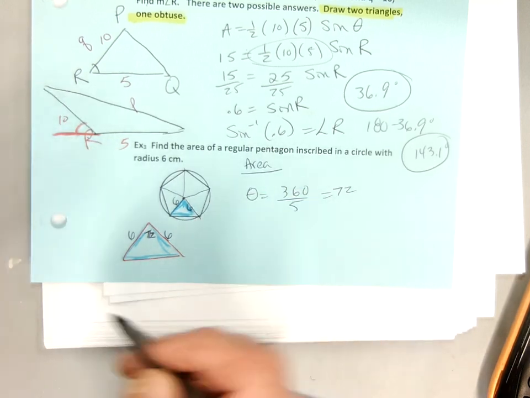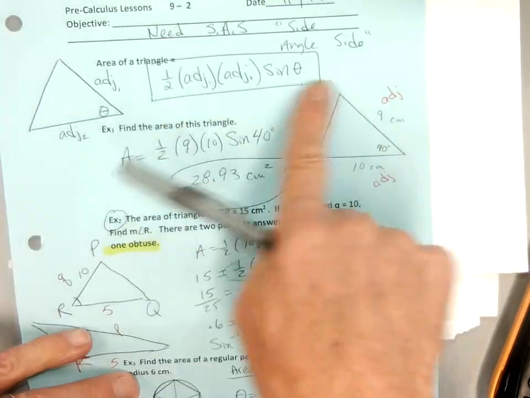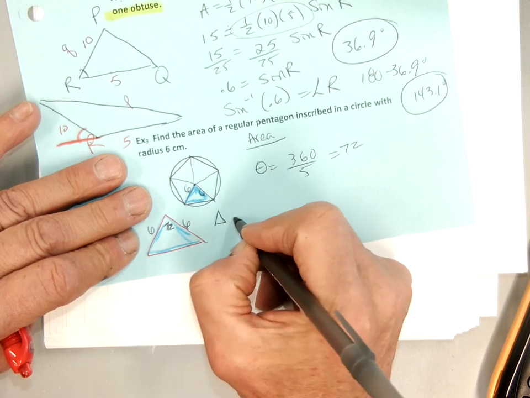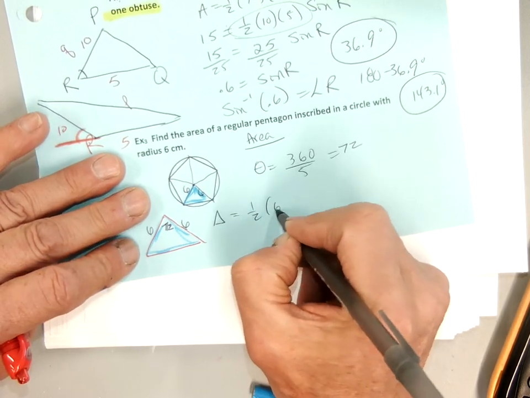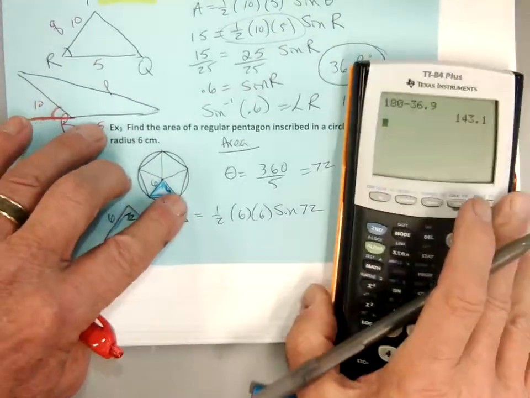Now, you do not have to break it up into 2 triangles. You don't have to. It's just 1/2 times 6 times 6 times sine 72, because that's our formula, right? Our formula we just learned on the area of a triangle. It's that one there. So the triangle is 1/2 times 6 times 6 times sine of 72. All right, see what we got.